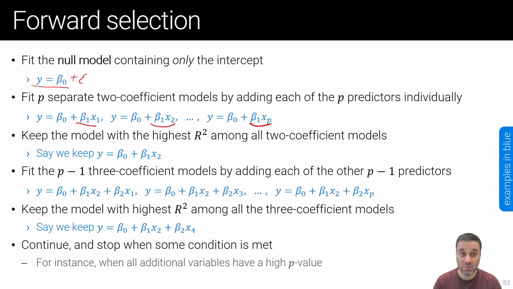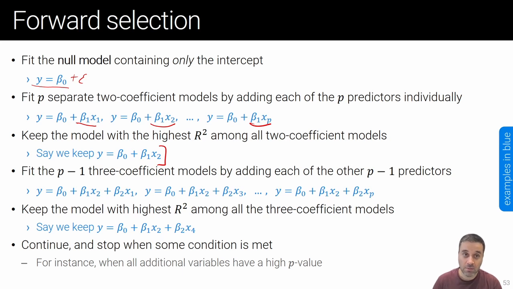Out of all these p models, we choose one according to some criterion. For example, which is the one that yields the highest R square. So among all those models, we choose one. Let's say in our case that it's the one including the predictor x2. So now this is our model for now.